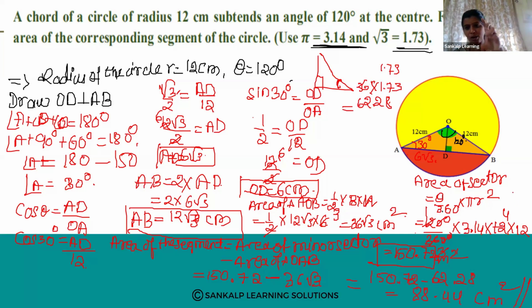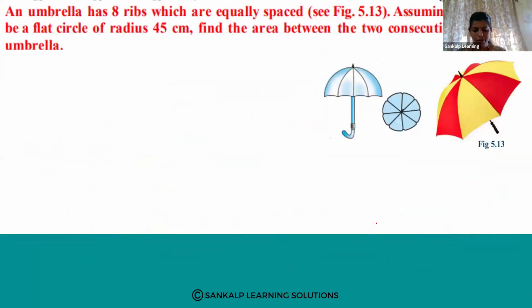So what did we do here? To get the area of triangle OAB, we need base into height. For the base value, we use cos 30 and sin 30. Sin 30 gives the height, and using cos 30 we find the base. So by using those two values we can find out the area of the triangle OAB. Next, find out the area of the sector. Sector means the angle theta is 120 degree and r is 12 centimeter. So finally, by using those two values, you will get 150.72 centimeter square. Using these two values, we can find out the area of the segment. Okay, understood? Yes.